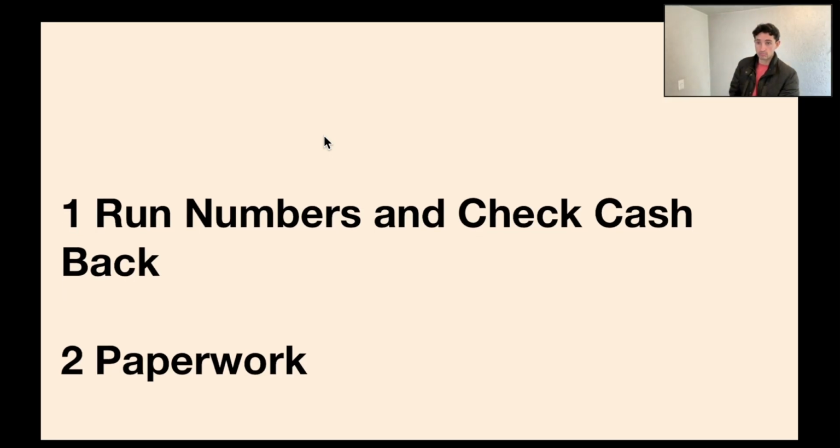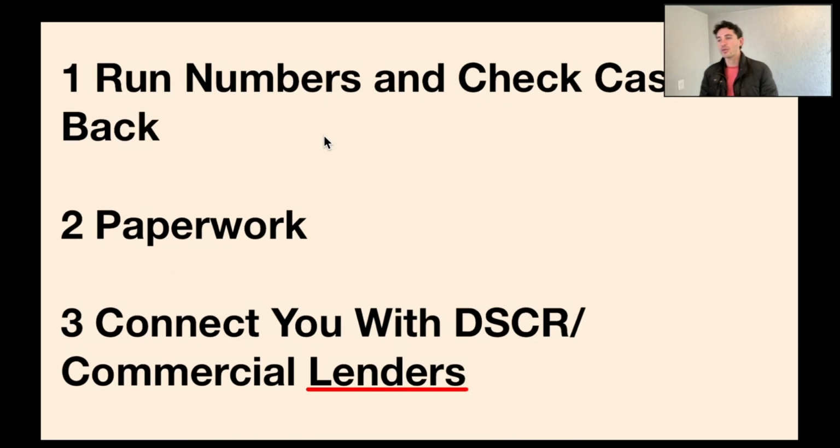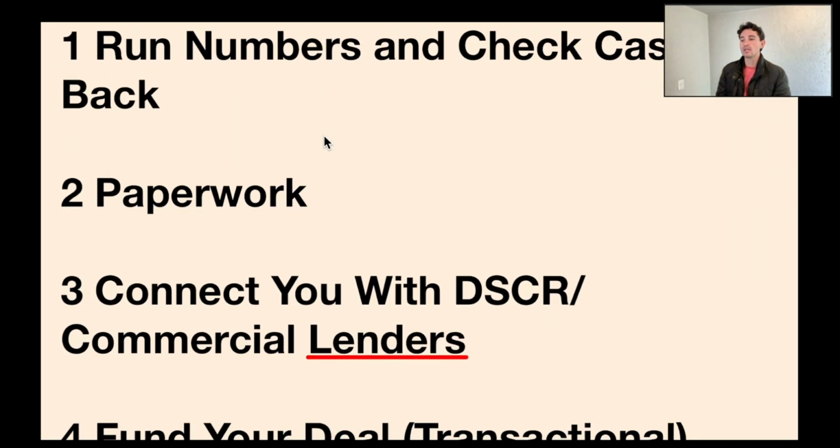Paperwork. I can help you with the paperwork. For example, you as the buyer or wholesaler can send an LOI to the seller or agent. Once that is signed, I can help you draft the purchase and sale agreement, seller finance, and all of that, and we can start working on it. So from the very beginning, I can help you. That's paperwork. And then number 3, connect you with DSCR commercial lenders.